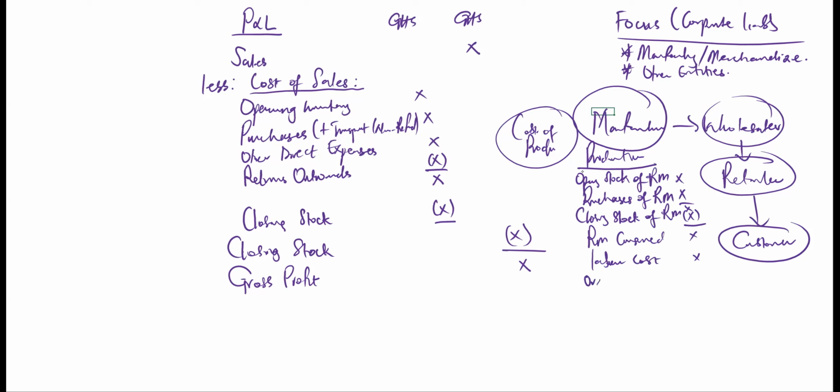There will be other factory overheads, right? There will be other overheads that were used in production also. Now, these are all the production costs that this guy will incur, which is actually his cost of sales because he produces to sell, right? How is this different from a merchandise entity?